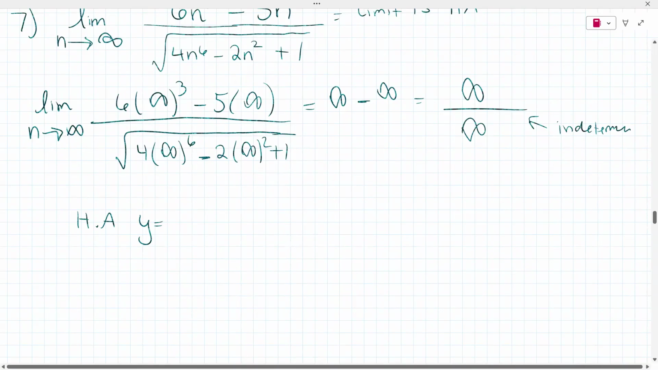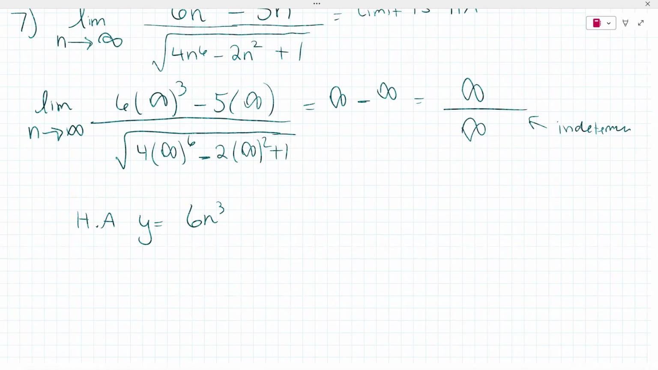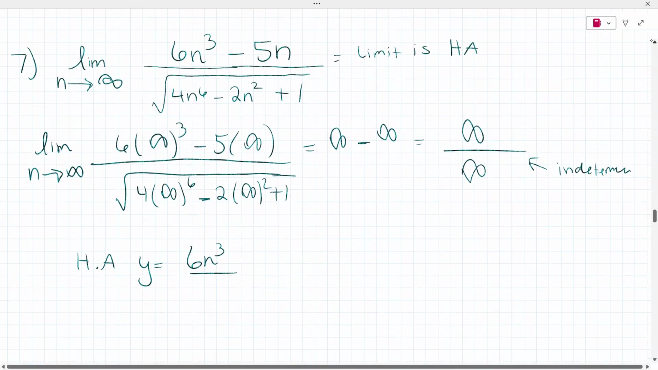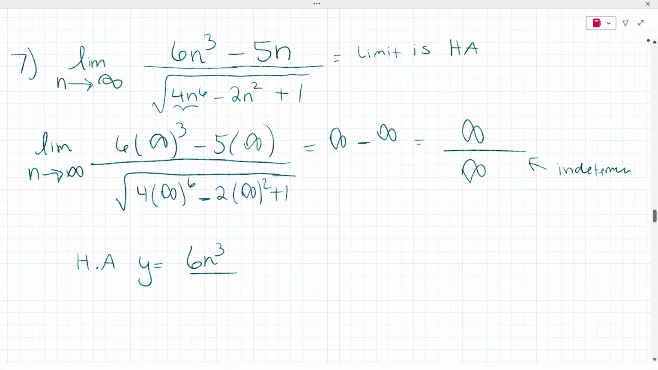It's y equals, and then what you do is pick the highest term on the numerator. So our highest term in the numerator is 6n cubed. And then what is the highest term on the denominator? Now, it is not 4 and 6. We're taking the square root. So if you took the square root of 4n to the sixth, it's 2n cubed. The other terms are no longer going to be the highest, so you don't have to worry about these. So the square root gives 2n cubed.